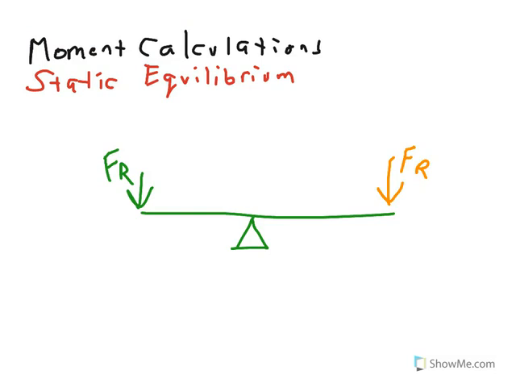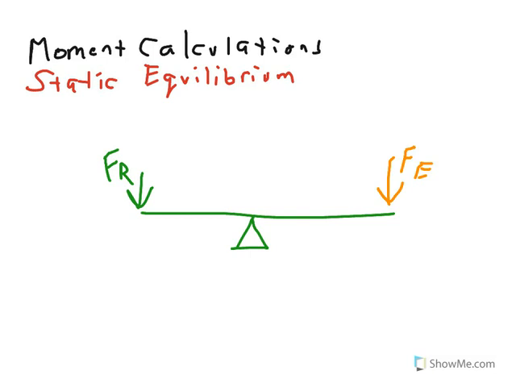To deal with moment calculations, you have to know that the item is in static equilibrium. To help explain what static equilibrium is, I've drawn a first-class lever with a force of resistance on one side and a force of effort on the other side, so that you know everything's equal. There's no movement in this lever whatsoever. It's standing flat. The only way this occurs is if it's in static equilibrium.